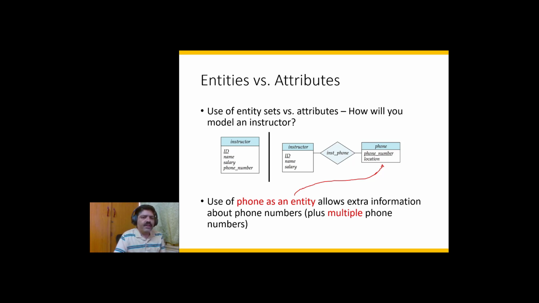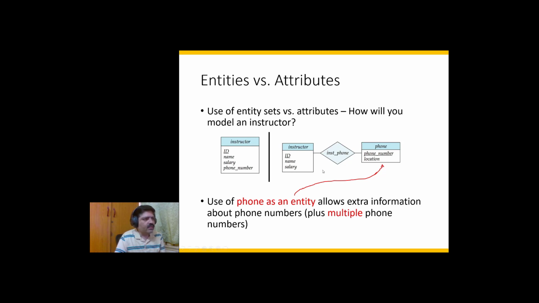Often when you get down to designing the database schema, you often have choices. So here is a choice. Let's say I want to model instructor, and let's say instructors have phone numbers. Now, how would you model that instructor? One way to do that is to design this kind of schema where I have an instructor entity set with ID, name, salary, and phone number as attributes.